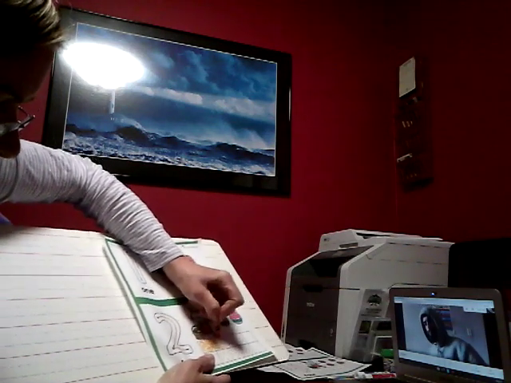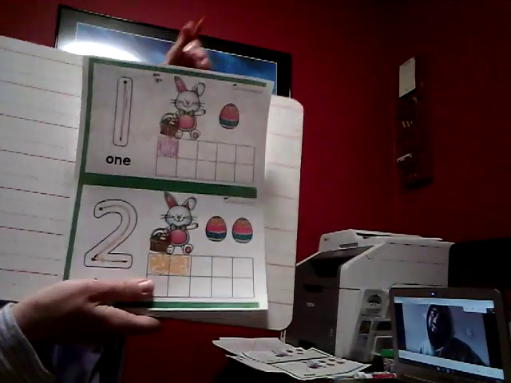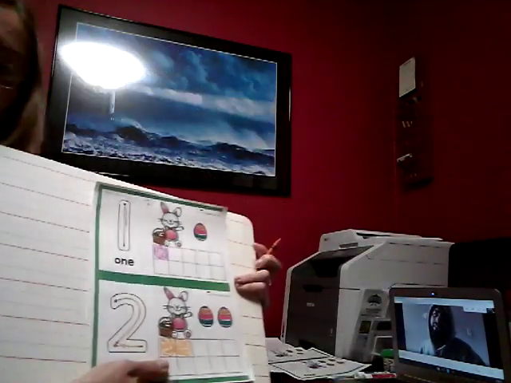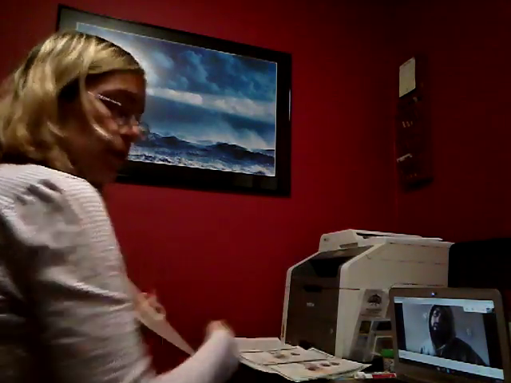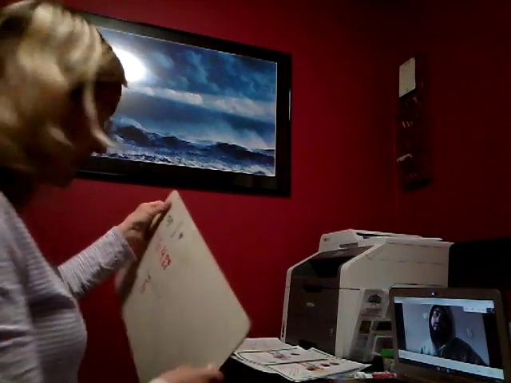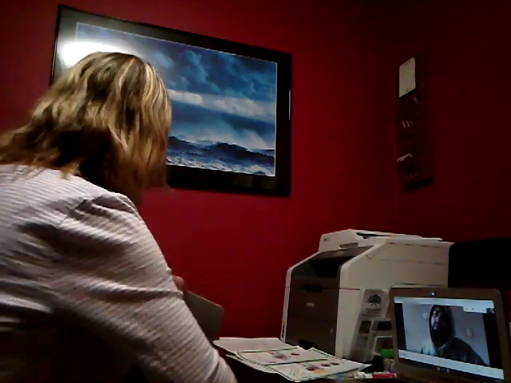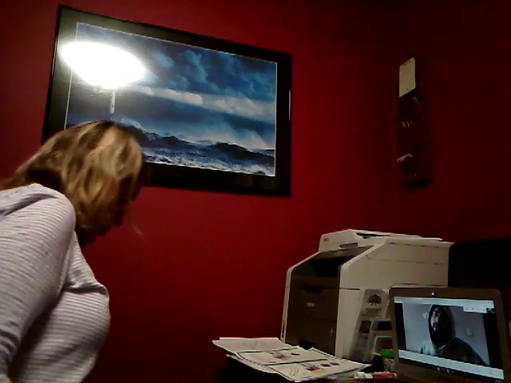Sorry, I'm trying to hold the paper up while I'm coloring it. And there's our 2. And then you will continue for your number 3, number 4, number 7, number 8, number 9, or number 10, whichever papers you have in your packet.